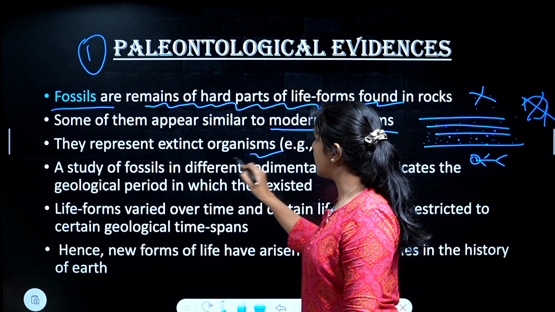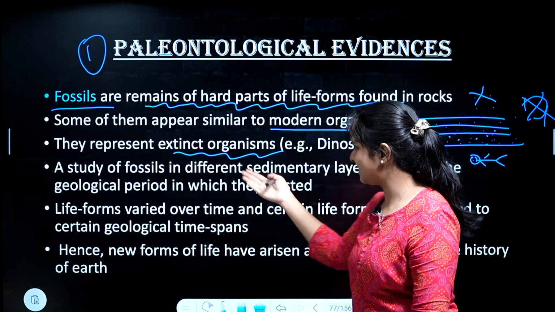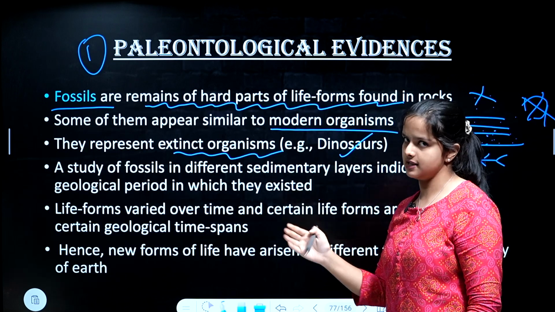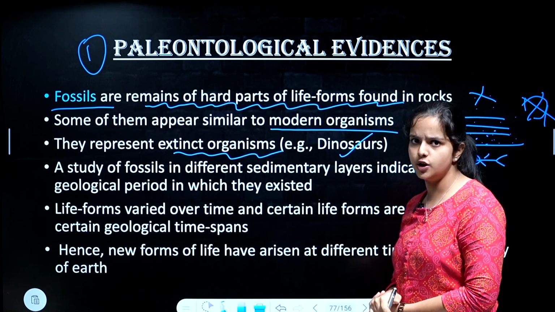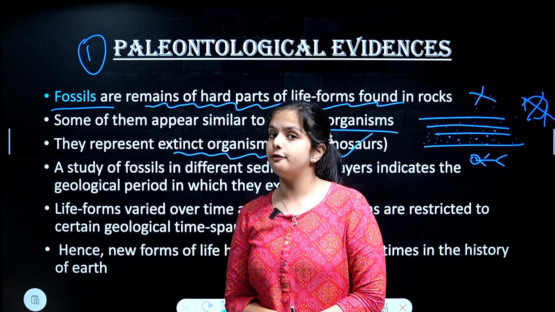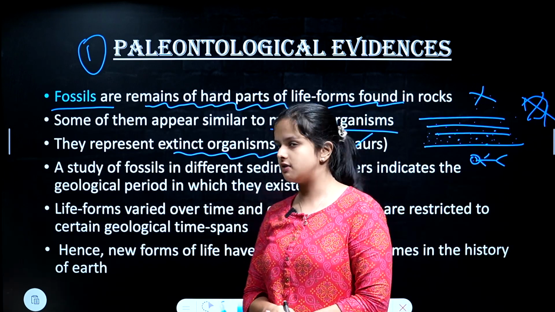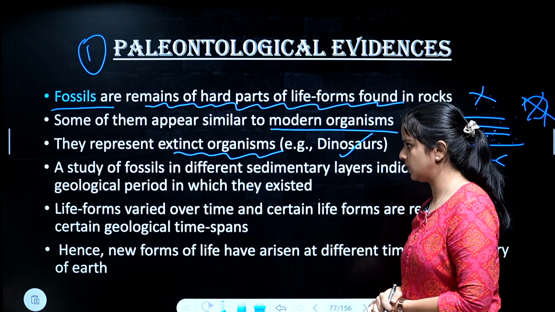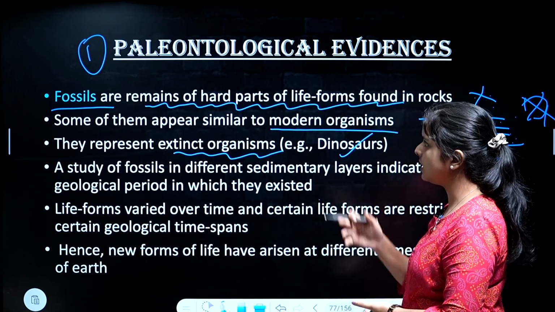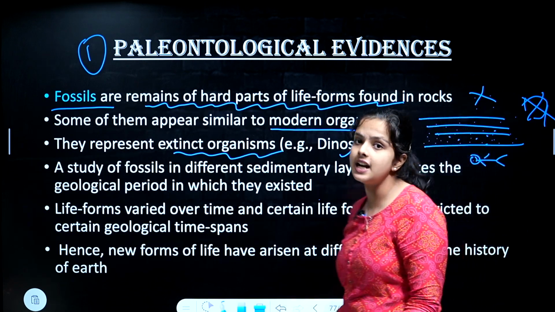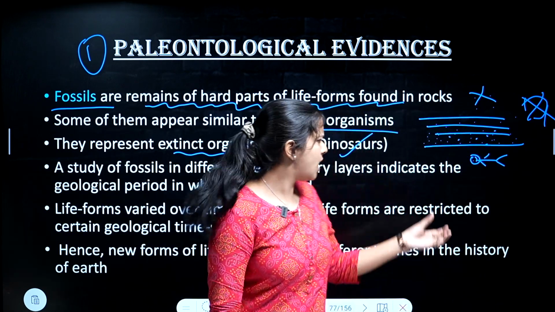These organisms which are extinct, we identify using fossils. An example is dinosaurs, right? Nobody has seen dinosaurs, but we have fossil evidences that say that dinosaurs were present on the earth and they went extinct. So a study of fossils helps us to understand at what time, at what geological period the organism lived, because you have a lot of methods.